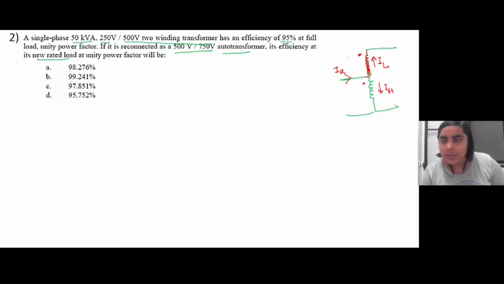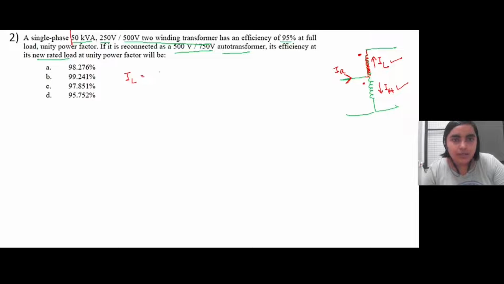Sir had shown in his lecture the reverse case, like this one is a kind of step up auto transformer, but sir has shown for the higher voltage side on the primary and the lower voltage side on the secondary. Similarly here, the current in the auto transformer will be a summation of these two. So basically we need to find first the low voltage and high voltage side current from the previous connection, which is given here.